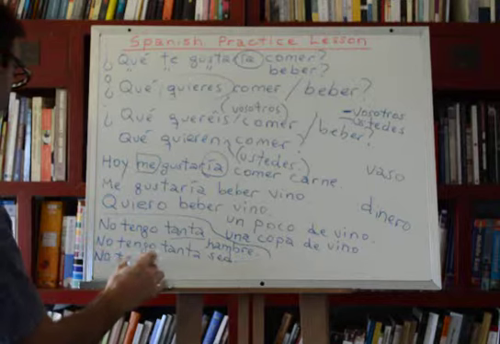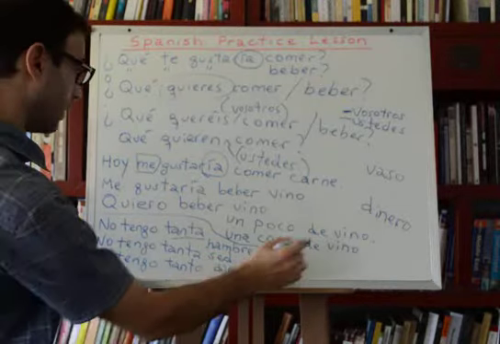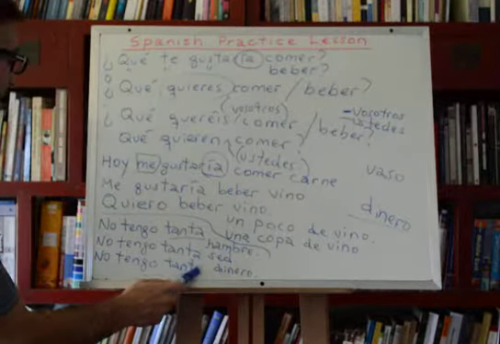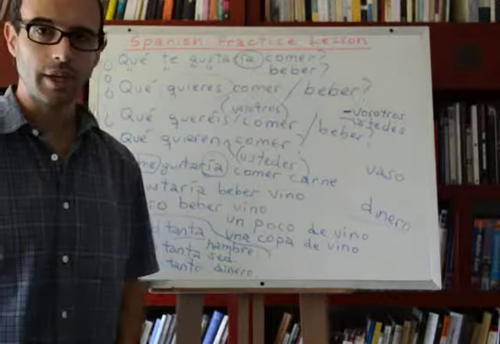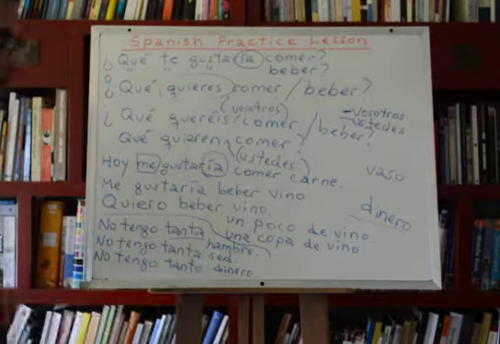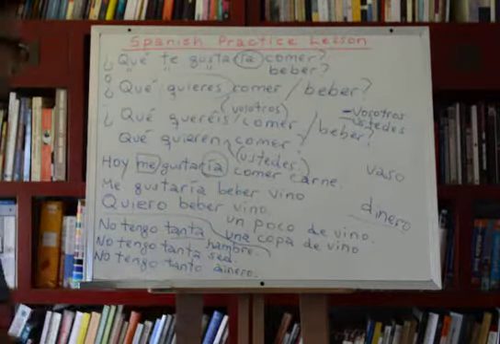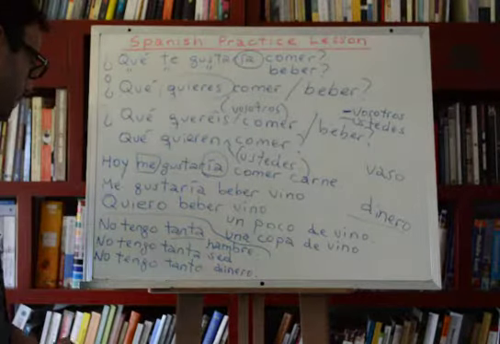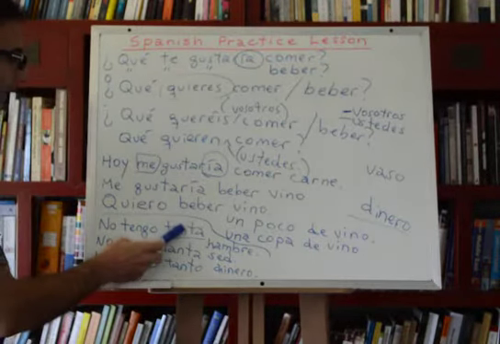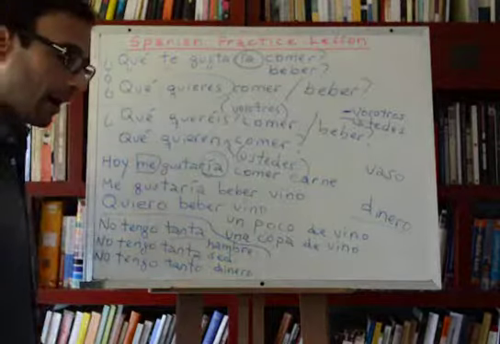No tengo tanto dinero. Dinero, right? Since dinero is a masculine noun, then we say tanto instead of tanta. Okay? No tengo tanta hambre, I'm not so hungry. No tengo tanta sed, I'm not so thirsty, or I don't have so much thirst. And no tengo tanto dinero, I don't have so much money. Okay? Now, you can see how so much in Spanish we say tanta or tanto, depending whether the noun is feminine or masculine.